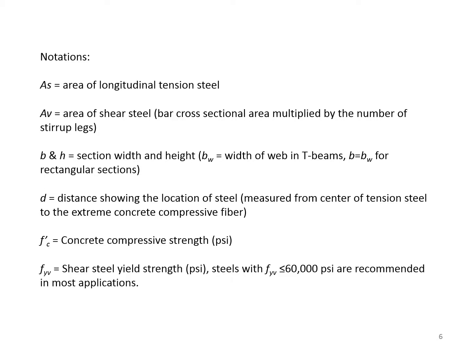F prime sub C and F sub YV are the concrete compressive strength and shear steel yield strength in PSI. And steel with F sub YV smaller than or equal to 60,000 PSI is often recommended for shear applications.